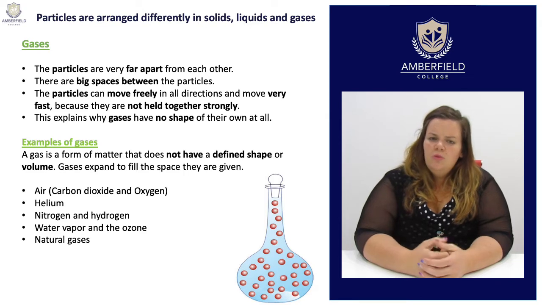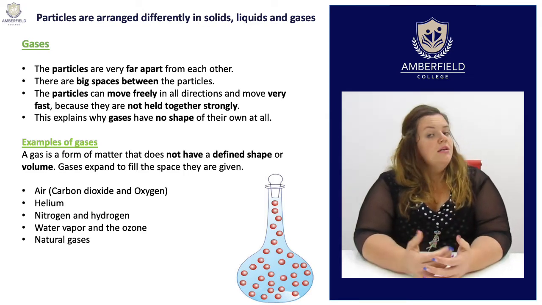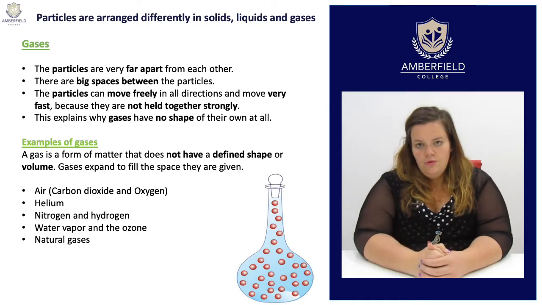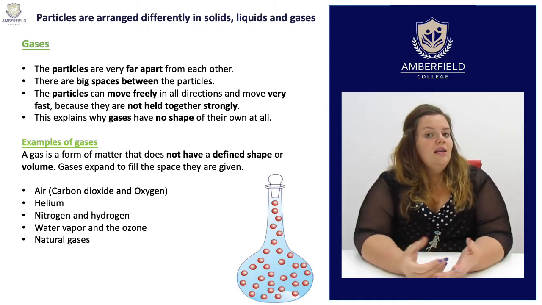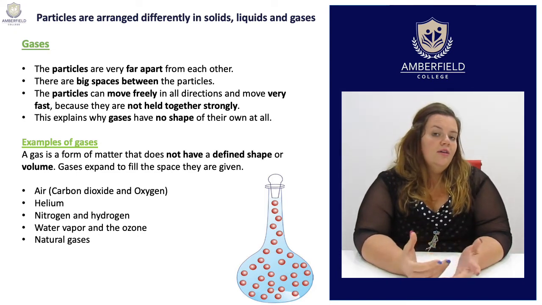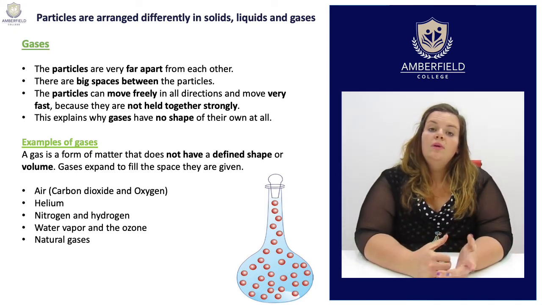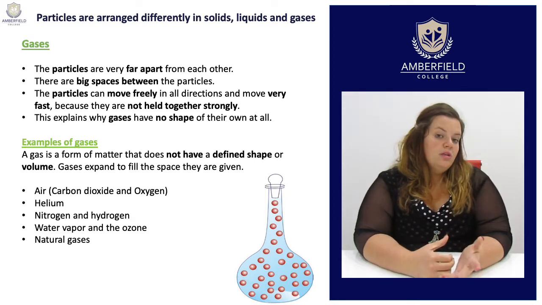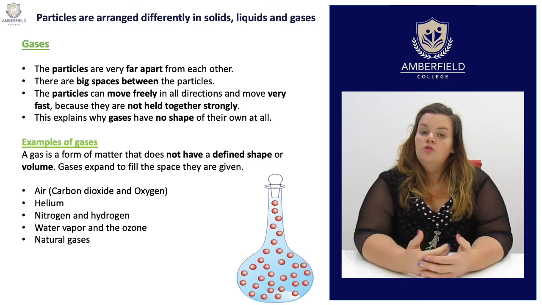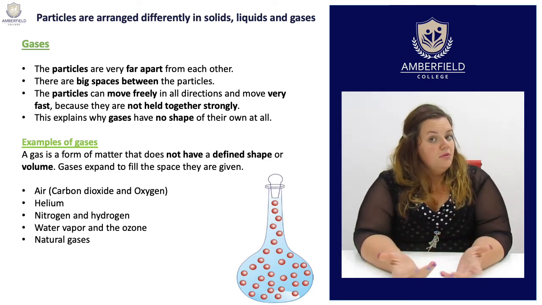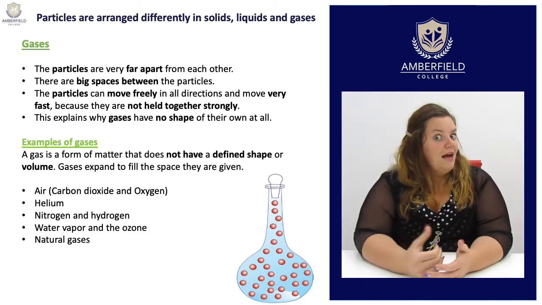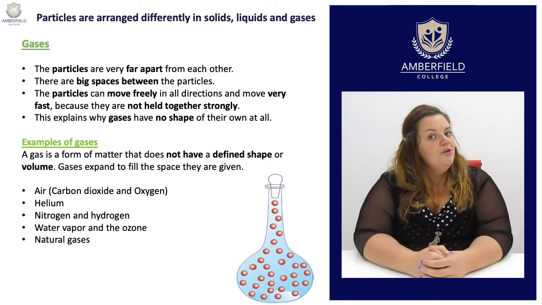Types of gases that we get are air. Now remember, air is made up of carbon dioxide and oxygen. Helium, we find helium in balloons. Nitrogen and hydrogen are other examples of gases. But we can also look at water vapor in the ozone layer, and this happens during the water cycle. That is also a gas. Other gases could be natural gases. Now I know you know what I mean.